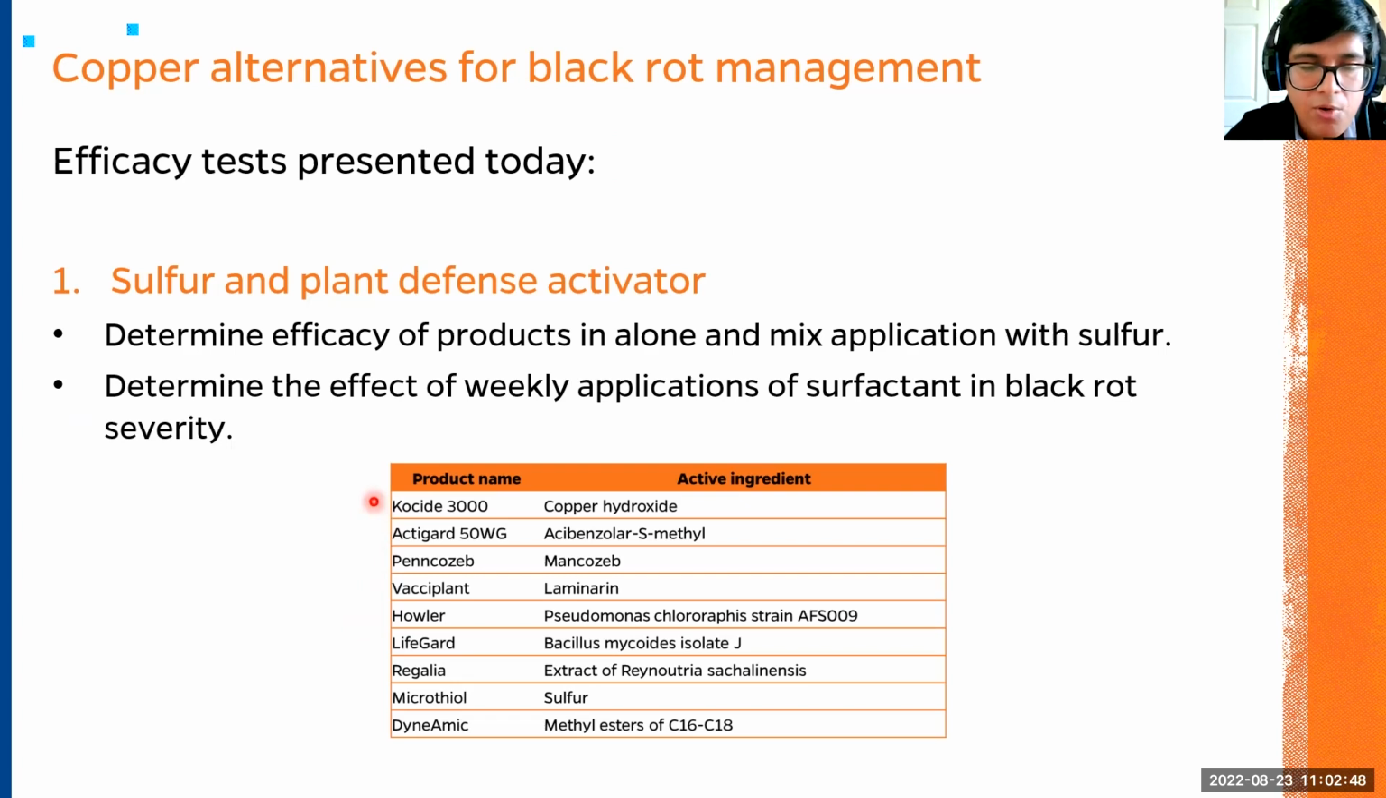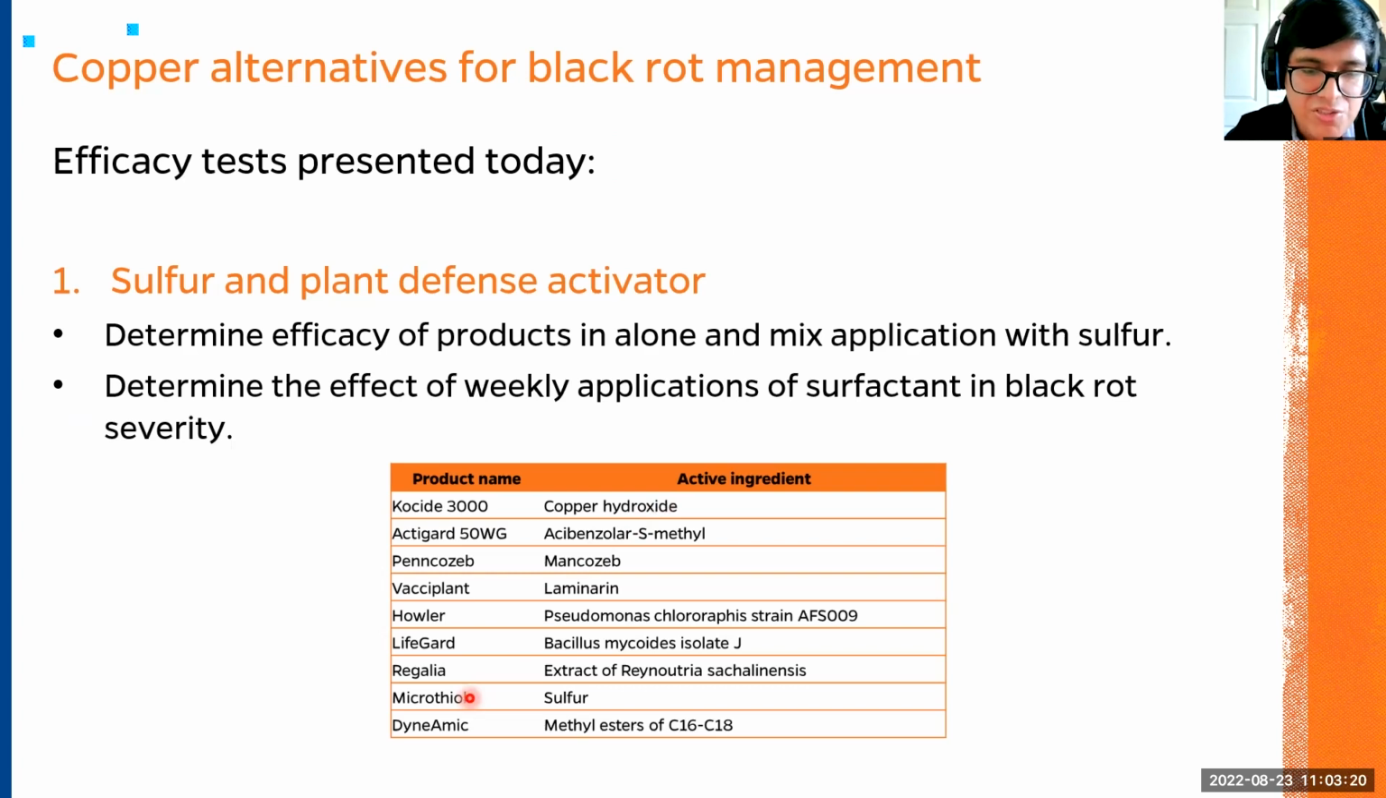In all the treatments that I'm going to present, I use COSI 3000 as my grower standard. Its active ingredient is copper. Also, I use plant defense activators like Actigard, Vaxiplant, Howler, Lifeguard, and Regalia. Additionally, we add Mancozeb, especially in a mix with copper, because it's one of the products growers use at the moment to manage bacteria, especially in tomato. And finally, the sulfur-based product, Microthiol.